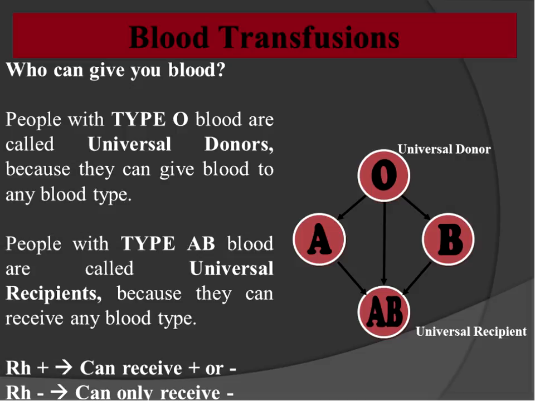So going back to who can receive what from whom, when we just talk about the ABO protein factors, O is the universal donor. It can be given to all the other blood types, including itself, and that's why the arrows come off of it to all the other blood types in this little diagram here. And then A can only donate to itself and AB. B can only donate to itself and AB. And AB has no arrows coming off of it because it can only donate to itself.